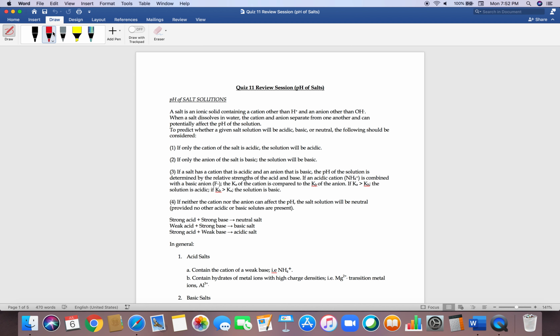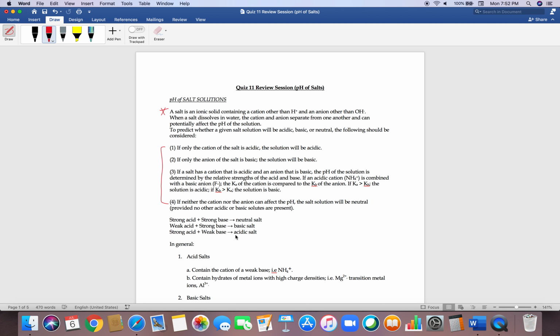So just a reminder about what a salt is. A salt is an ionic solid, and it contains a cation, a positive ion, other than hydrogen, and a negative anion, other than hydroxide. When a salt dissolves in water, it's aqueous, and the anions and cations separate, and it can potentially affect the pH. It depends. We can predict whether the pH is going to change, given a salt, whether it's acidic, basic, or neutral. And these four rules here are conceptual rules that can help us to decide that.